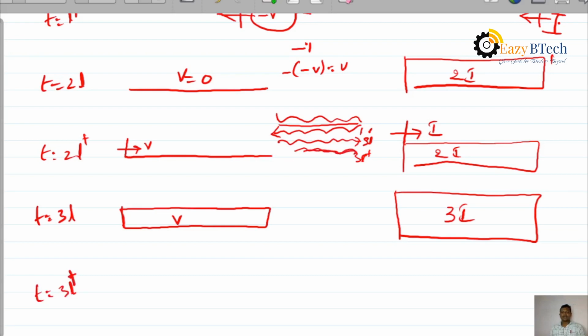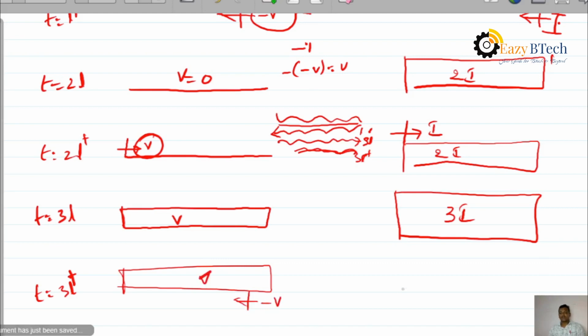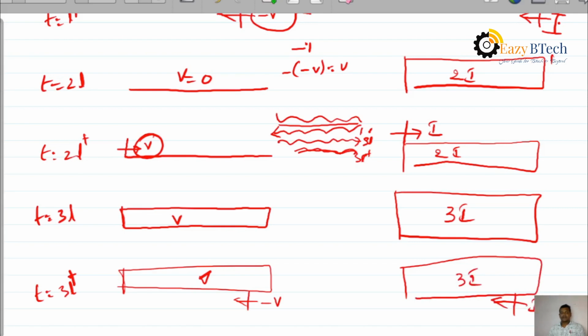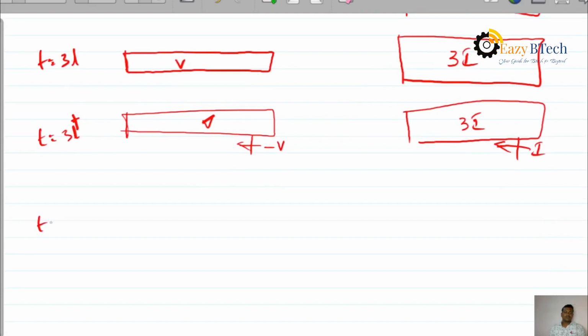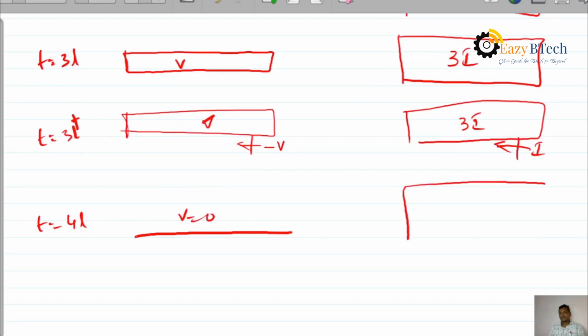Now, how much is reflected back? V is incident, therefore minus V is reflected, because the reflection coefficient is minus 1. The incident current is I, therefore plus I is reflected. It reaches the sending end again, at t equal to 4L. Then the voltage waveform becomes 0, but the current waveform is 4I.